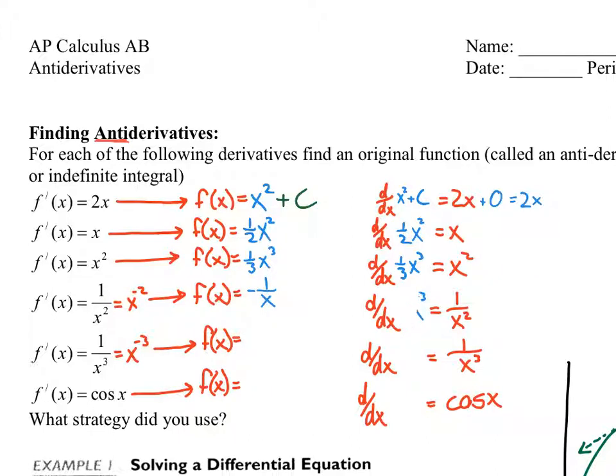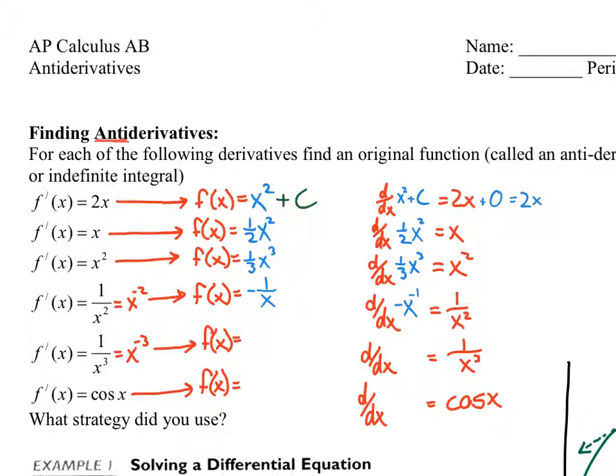Well, let's try it. Negative 1 over x, which is negative x to the negative 1. So negative 1 times the negative 1 is positive 1, and then we subtract 1 from the exponent, so it's now x to the negative 2. That works. Good. How about this next one? If it's 1 over x cubed.